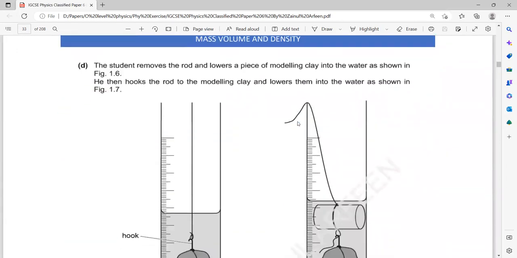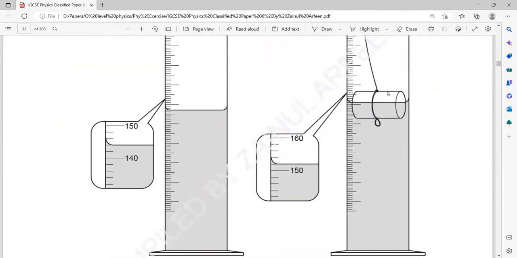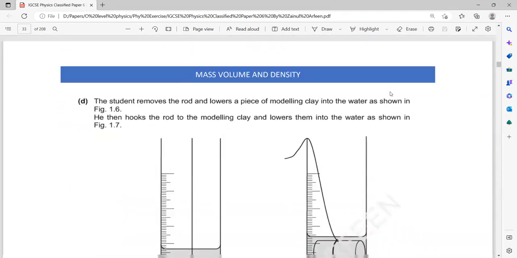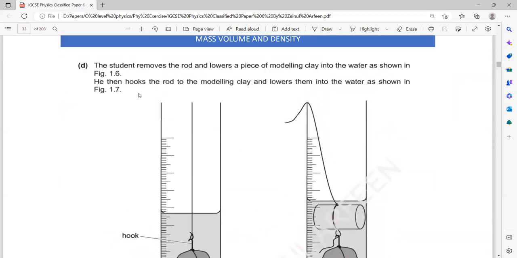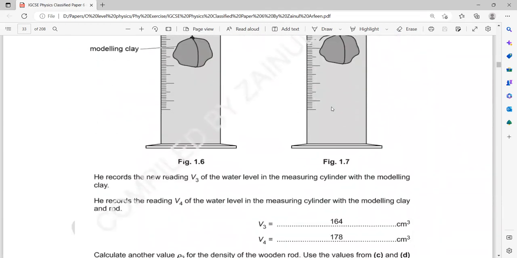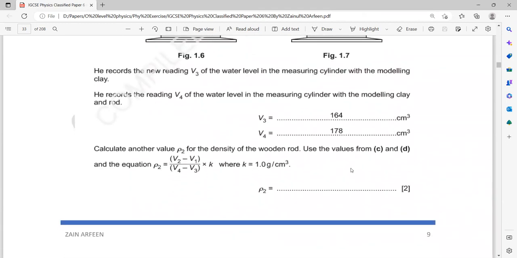Then the student removes the rod and lowers a piece of modeling clay, because wooden objects can easily float. That's why it won't be that accurate. So what the student did: remove the rod and lower the modeling clay into the water. He then hooked the rod onto the modeling clay and lowered them together. The new values for volume are V3 and V4. Then the student calculated the density, the second density, using a formula.